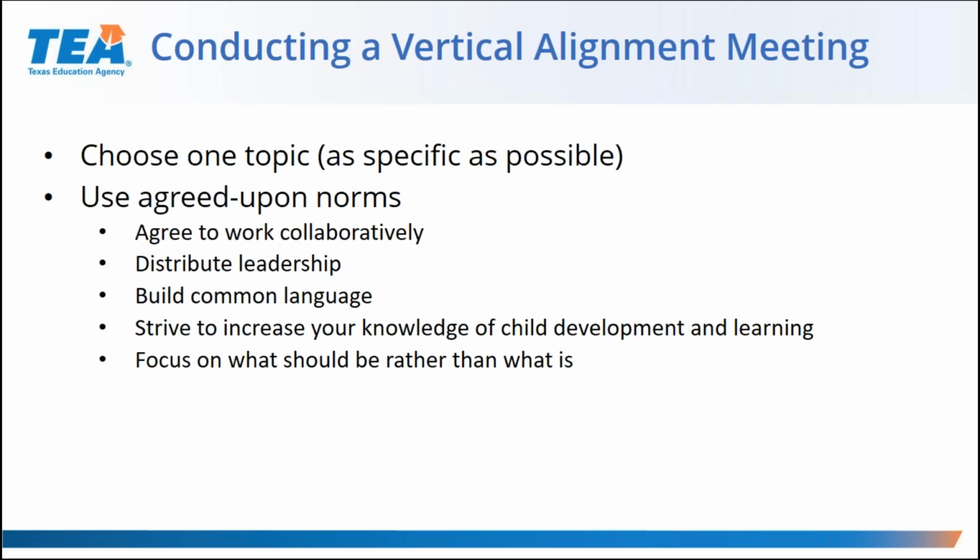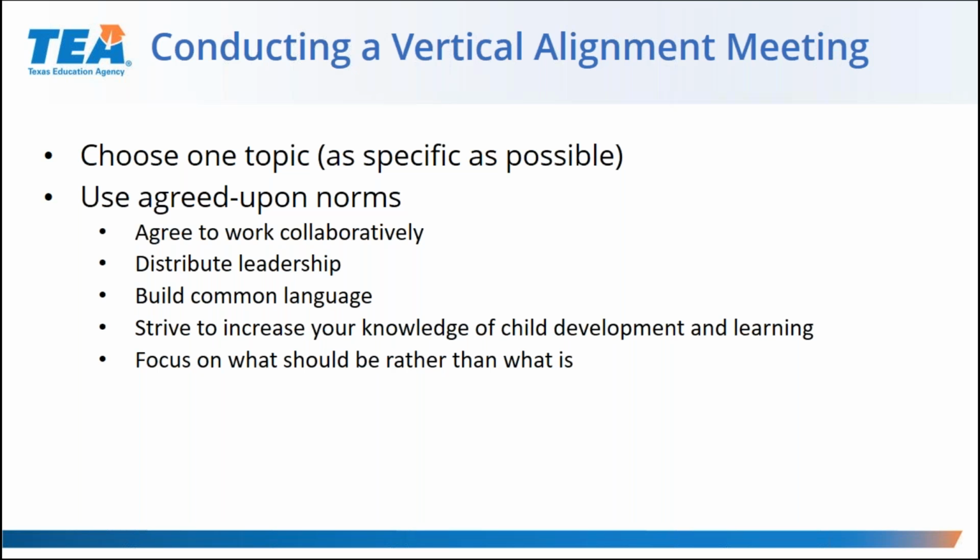When conducting these vertical alignment meetings, it's good to use agreed upon norms. Here are a few that we suggest. They include agreeing to work collaboratively, distributing leadership, building common language, striving to increase your knowledge of child development and learning, and focusing on what should be rather than what is.